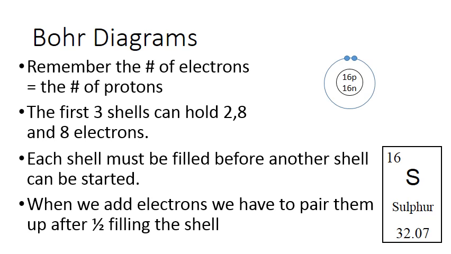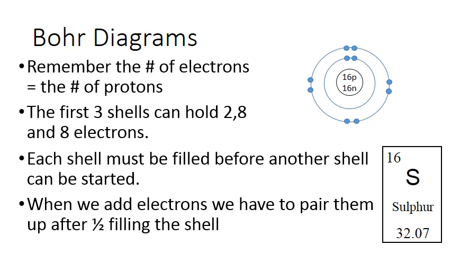The first one can hold 2 and we pair them up because it's more than half full. So we've got 2 electrons out of the way. The next shell can hold 8. So we put 8 in the second orbit there. And notice that they're all paired up because it's more than half full.